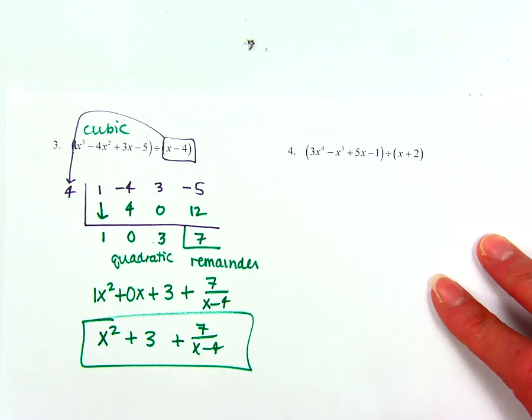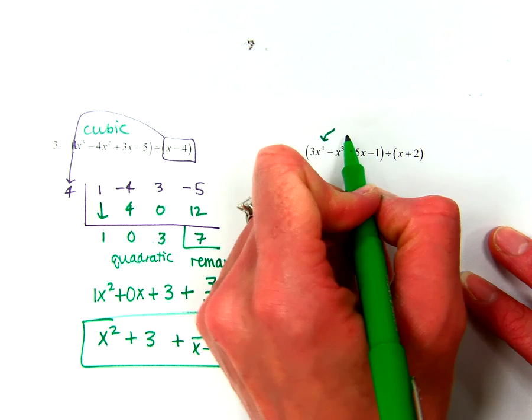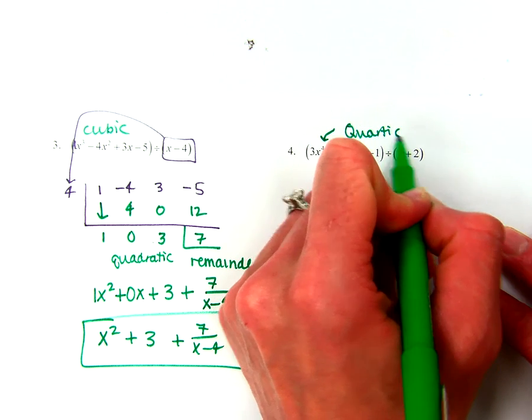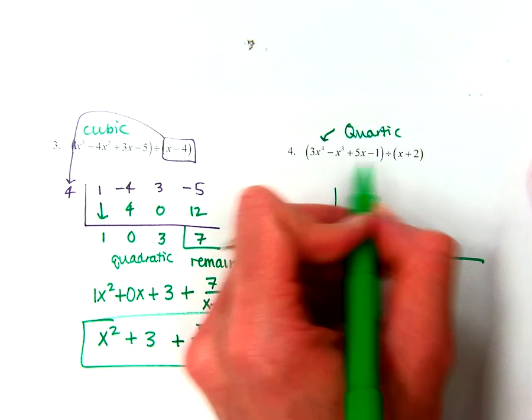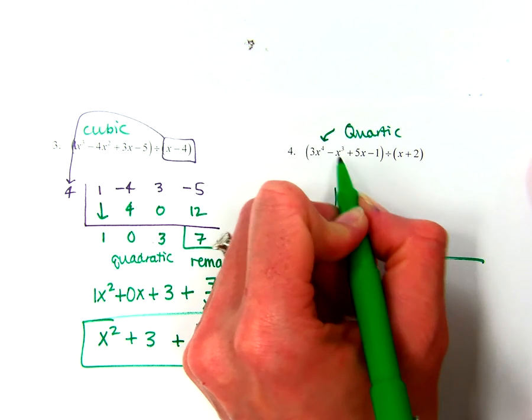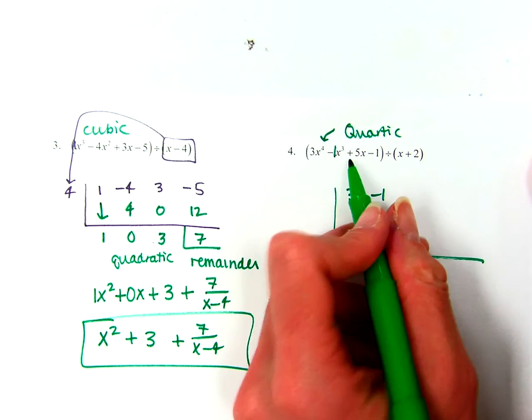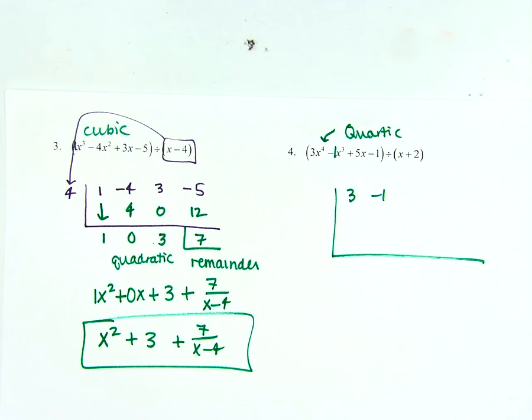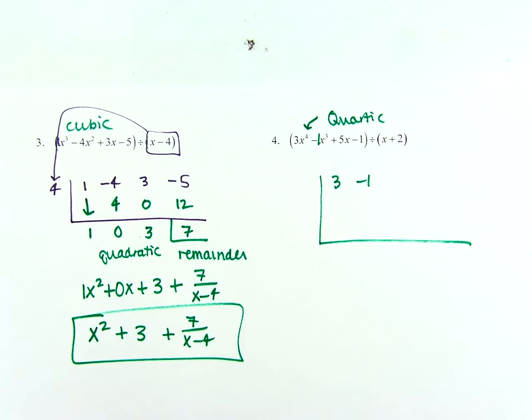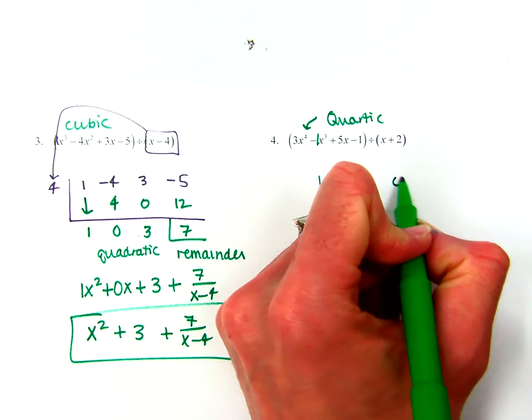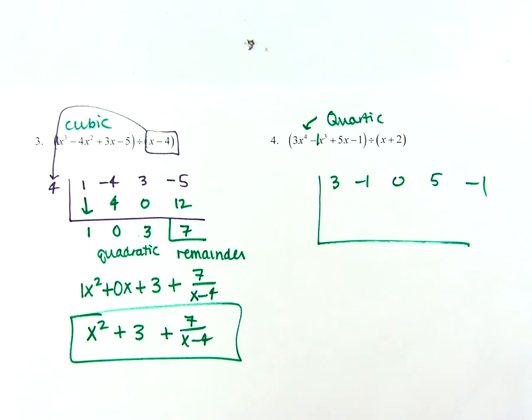All right, problem number 4. This is x to the 4th, so this is a quartic. Now you got to be careful a little bit on this problem. So I have 3x to the 4th, I have negative 1 x cubed, but how many x squareds do I have? So if you look at the problem, you notice that you don't have any x squareds. Okay, so you need to actually say that. If you don't have any x squareds, you need to put in a 0 there. So now I have 0x squared, I have 5x's, and I have negative 1.